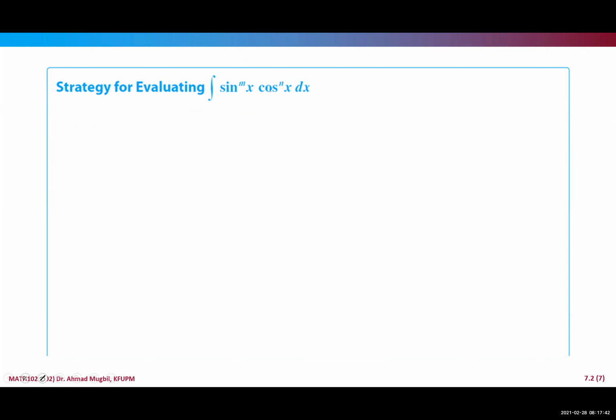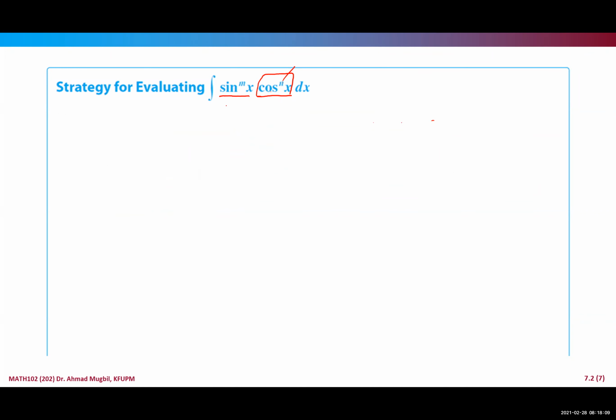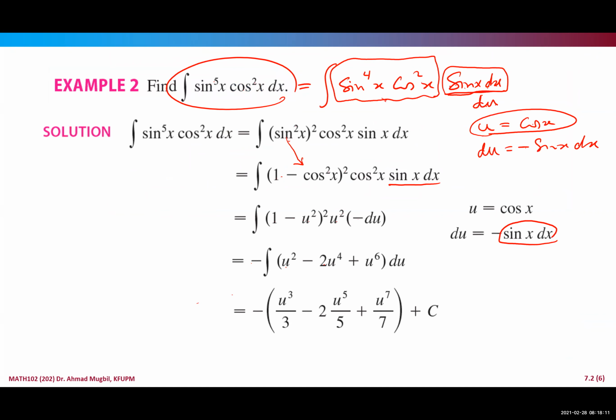Let's start here by thinking about when you have the integral of sine to the power m cosine to the power n. Now, if the power of cosine is odd, so we have here like 3, 5, 7, and so on, then what we should do is save one cosine factor, like what we did here with sine. In this example, if you remember, we had sine to the power 5. The power of sine was odd. So what we did, we saved a factor of sine. The same thing you should do for cosine.